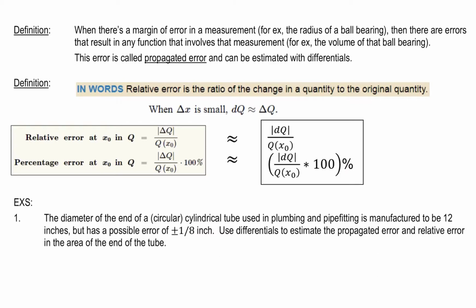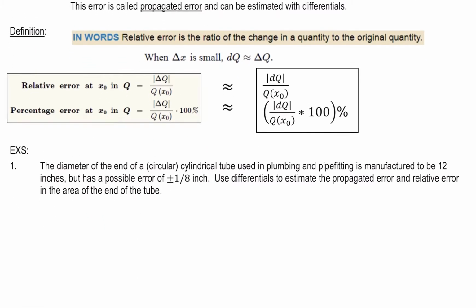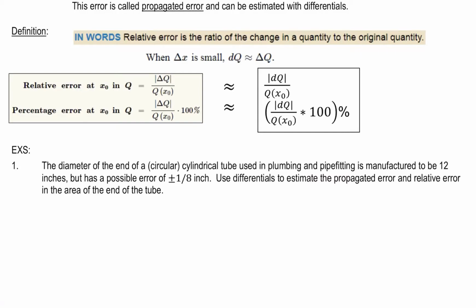The diameter of a circular cylindrical tube is 12 inches, manufactured to be 12 inches, with a possible error of plus or minus 1/8 of an inch. We're going to use differentials to approximate or estimate the propagated error and the relative error in the area of the end of the tube.